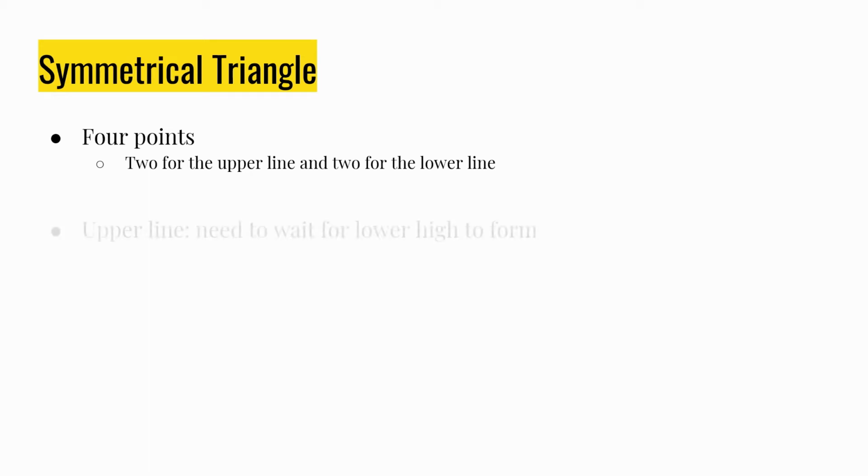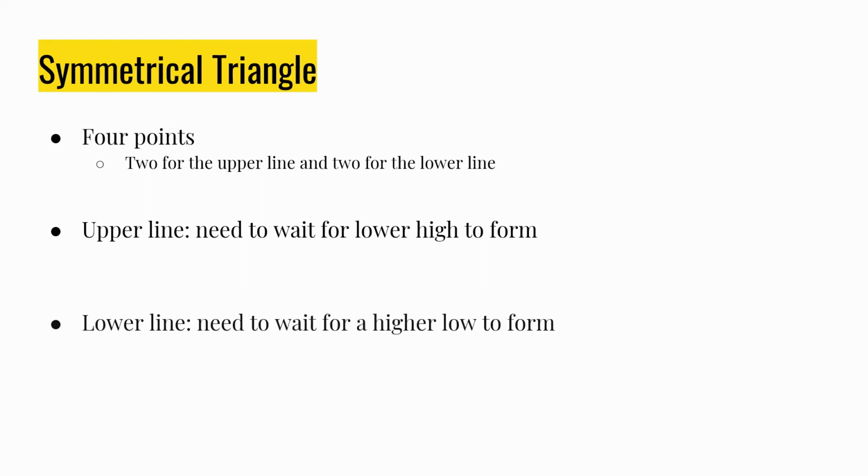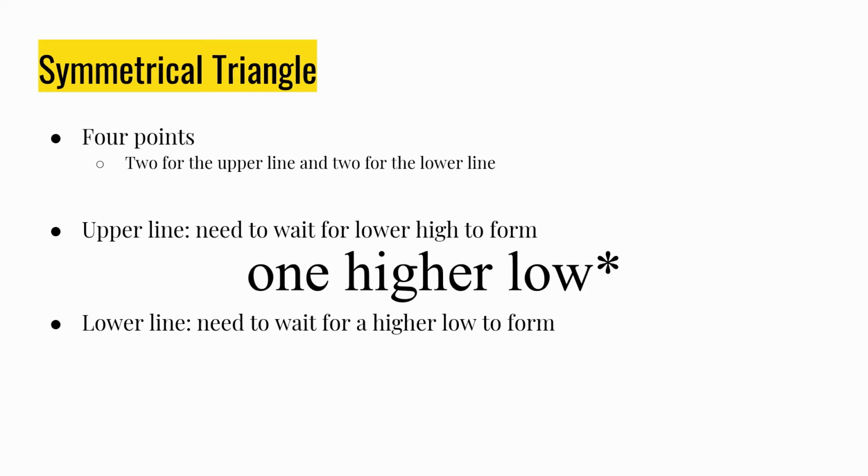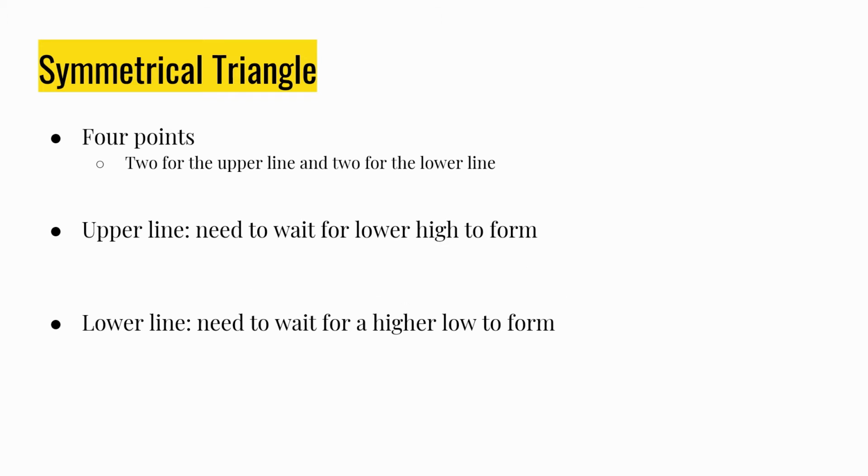For a symmetrical triangle, the upper line is made of lower highs. Since you need 2 points, you would need to wait for a lower high to form. Therefore, the upper line would have a negative slope. The lower line is made up of higher lows, so you would need to wait for at least one higher low before you can start drawing your line. Therefore, the lower line would have a positive slope.